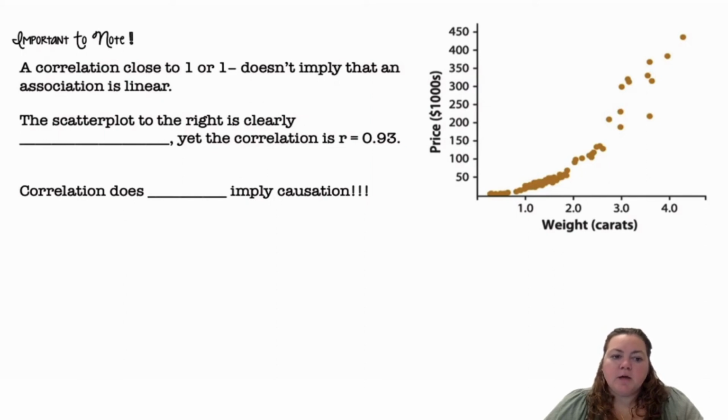All right, important to note, a correlation close to 1 or -1 doesn't imply that an association is linear. So just because the R value is really close to 1 doesn't necessarily mean it's linear. The scatter plot to the right is clearly nonlinear. You can see a curvature happening, yet the correlation is R equals 0.93. All right, so correlation does not imply causation. And you want to be careful. We only should be using R, the correlation coefficient, if our data is linear.